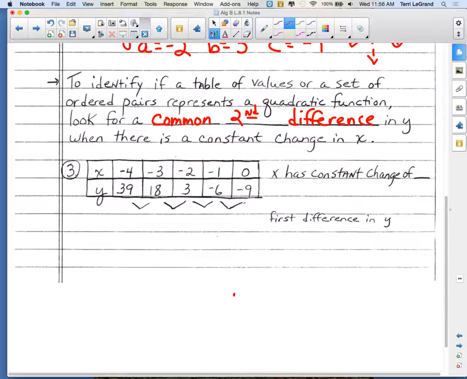Okay, so let's look at our table here. We have x equals -4, -3, -2, -1, and 0. Tell me, does x have a constant change? Yes. What's it doing? As it goes from this one to this one, what's it do? It's adding 1. Does that happen all the way across? Yes. Go ahead and do this then. This is how you would show your work. Does x, first of all, have a constant change? It does, of +1.